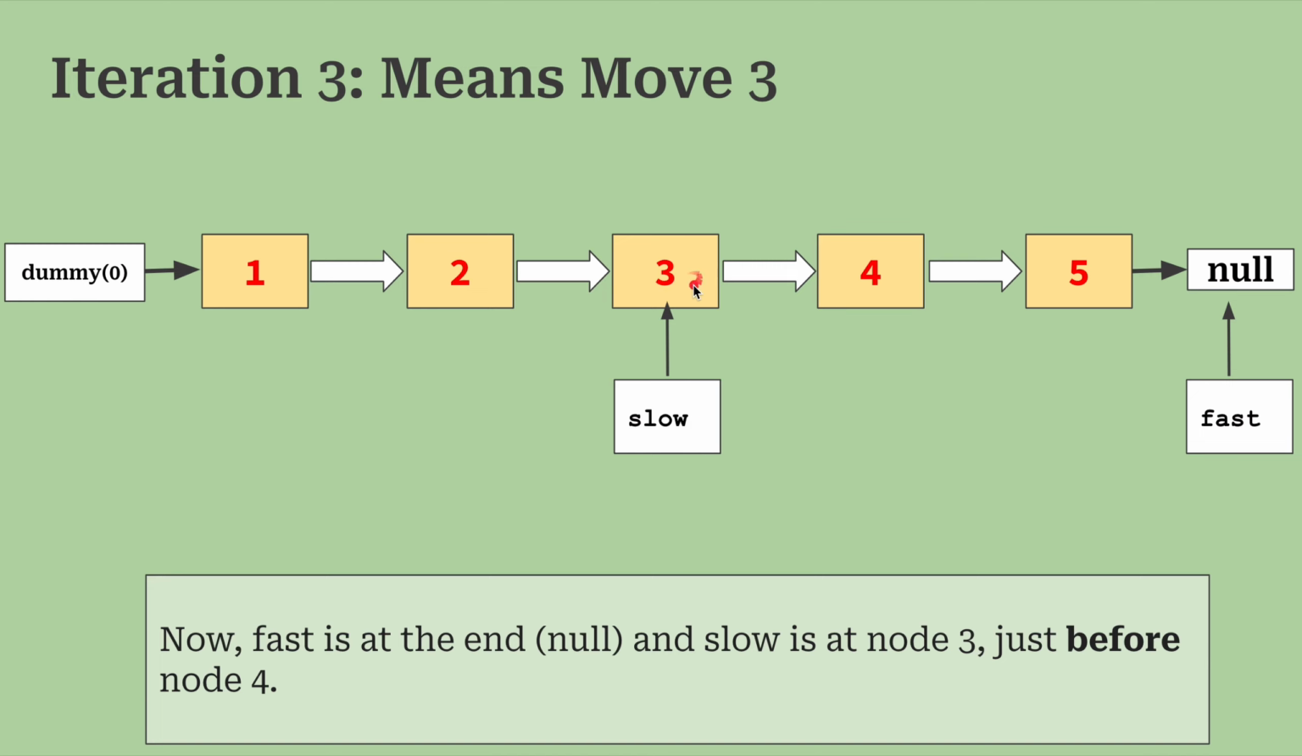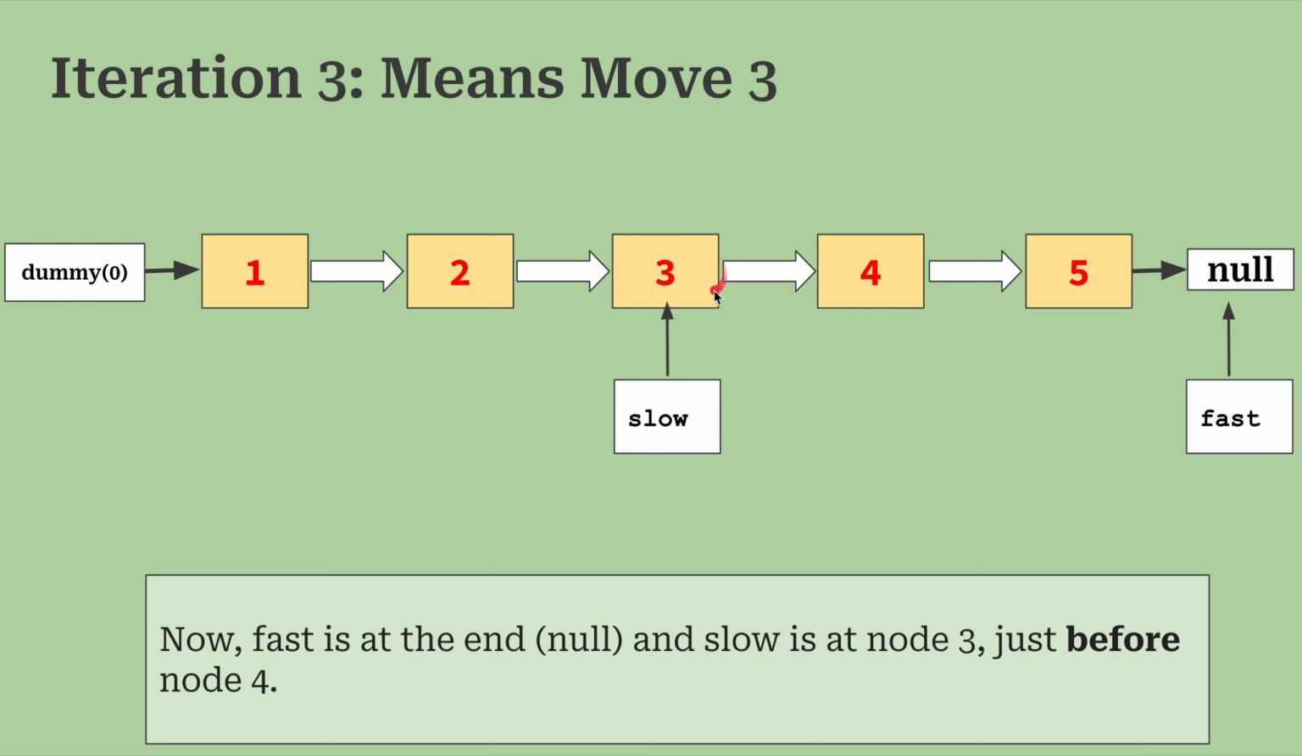Now we need to do slow.next, we will move to 5. Currently node 3's next is node 4, but I want to update node 3.next to node 5. If we do that, we will link 3 to 5 and node 4 will be discarded, right? So now fast is at the end, at null, and slow is at 3, just before node 4.